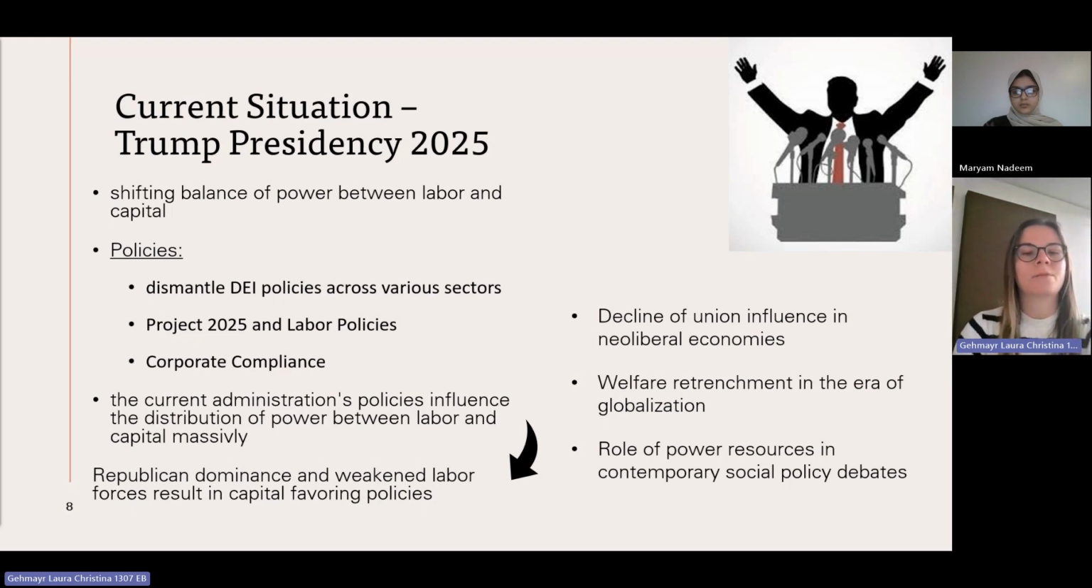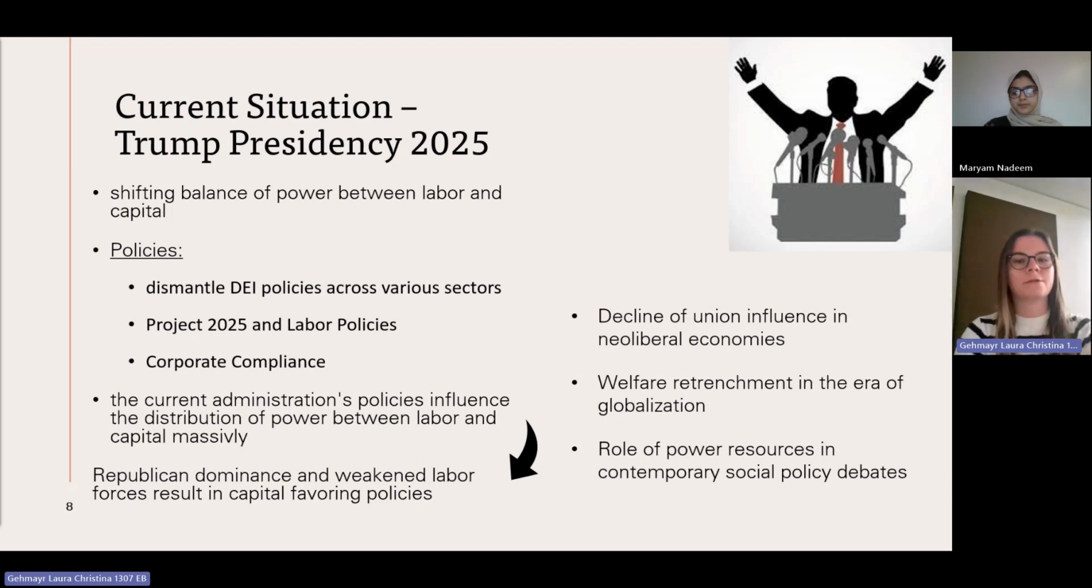The second one is Project 2025 and labor policies in general. So Project 2025 includes the weakening of the National Labor Relations Board, that's the NLRB, and the removal of federal workplace protection, as we've already seen with US aid, for example, where there were increasing cutoffs. This makes it harder for unions to bargain collectively, of course.